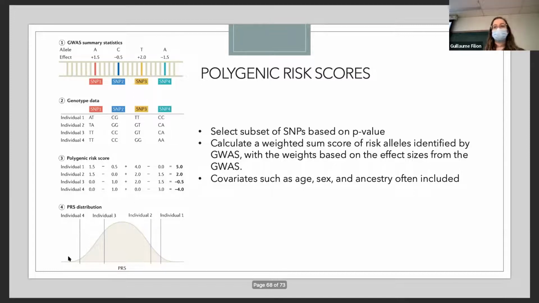Then you're going to take the distribution of all of those in the population, which is shown here. The risk score is on the x-axis. The higher the score, which would be up on this side of the axis, the higher the risk of whatever disease you were testing. So for example, individual 1 and individual 2 have a higher risk of the disease compared to individual 3 and 4. And similar to what we've been discussing, you often will correct for age, sex, and ancestry in a similar way to what I just described, using the statistical methods.